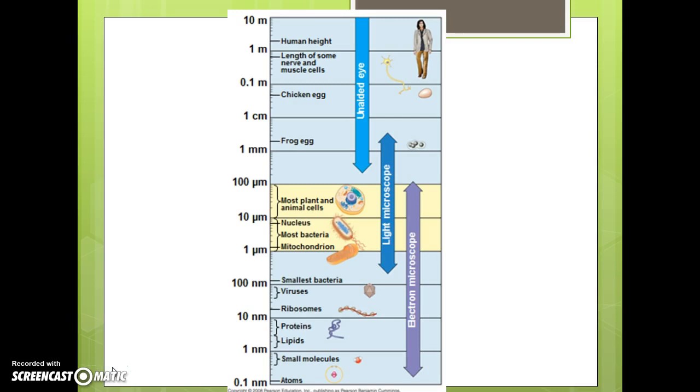This chart allows for comparison of the size of a cell to other objects using the metric system. There are 1 million microns, or micrometers, in 1 meter. As we can see in this chart, large cells, around here, are 100 micrometers, which is considerably small when compared to the length of 1 meter, which is about 3 feet in length. Scientists use microscopes to visualize cells too small to see with the naked eye.